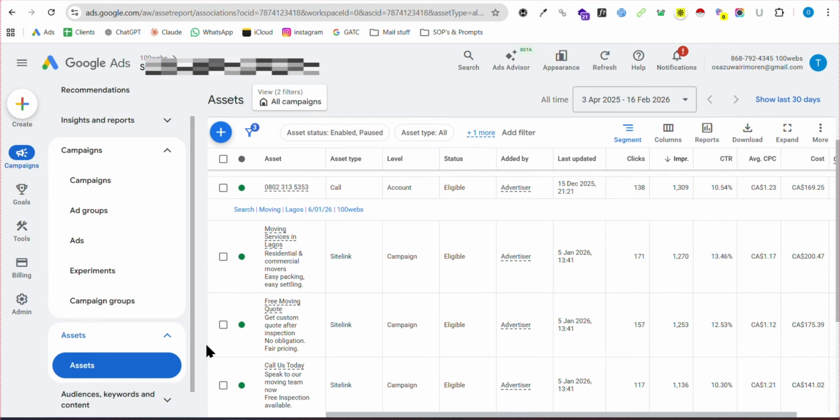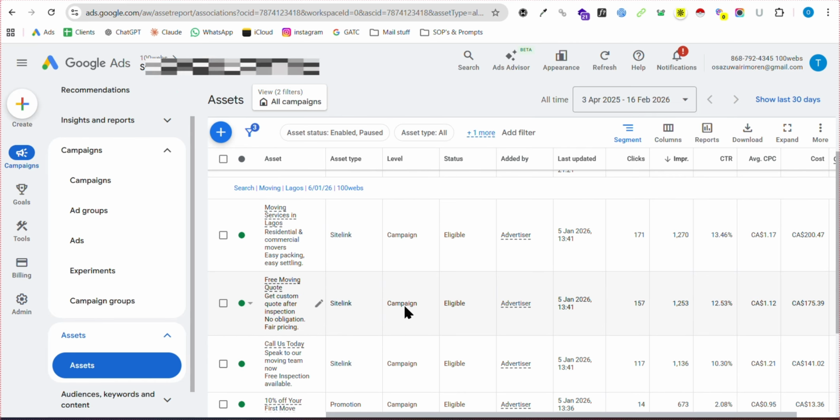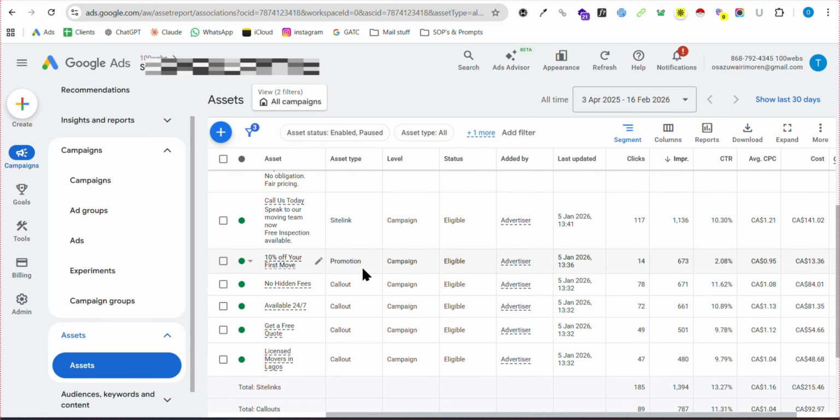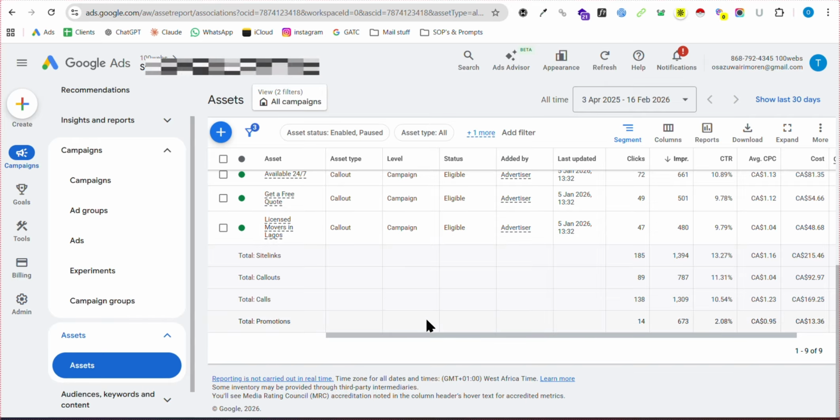Also making use of site links, right? It's very important. I think for most campaigns, these are the two most important assets you will be using, not even for just moving companies. Also making use of a promotion, and you got a good number of impressions also. I'm making use of callouts. The callouts actually really stood out. I think Google pushes it more than promotions. And yeah, I think that's it.